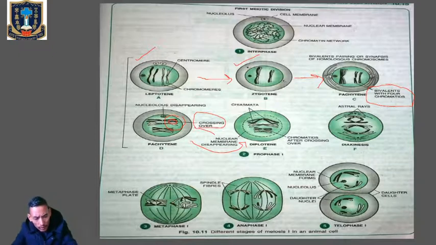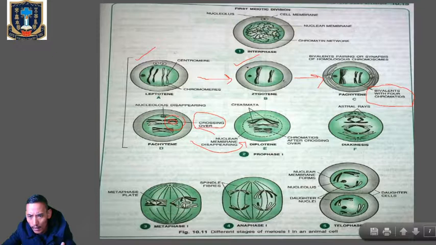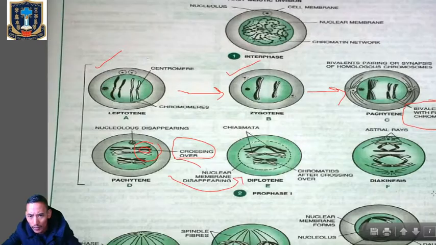But in Diplotene phase, the homologous chromosomes of the bivalent start to separate from each other, except at the site of crossover. Except at the crossing over sites, the homologous chromosomes will start to separate from each other, and they will form an egg-shaped structure which is called the chiasmata. Now I'll show in the diagram which one is chiasmata.